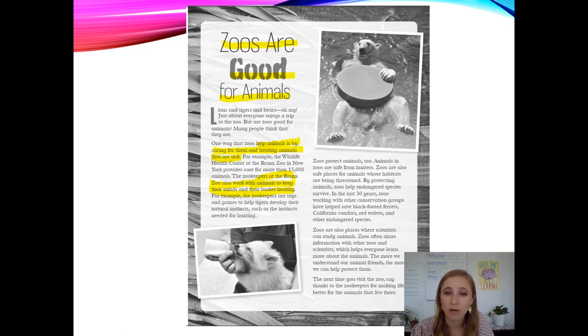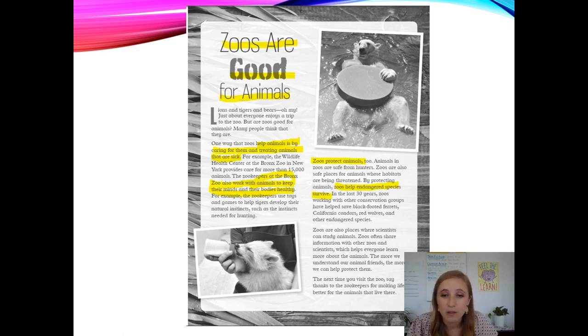I noticed that the author said that zoos protect animals. The author probably thinks that a reason that zoos are good is because they keep animals safe. They protect them. I also noticed that the author said that zoos help endangered species survive. By helping endangered species, zoos are good for animals. I noticed those two reasons in that paragraph. Did you guys notice any other reasons? Awesome job highlighting and underlining. Let's finish reading the article.